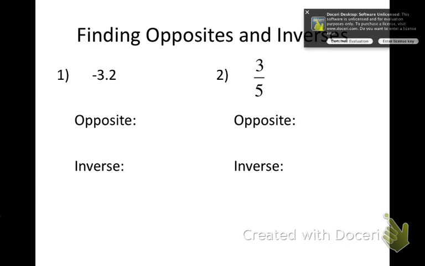Number 1 here, I have negative 3.2, negative 3 and 2/10. What would the opposite of that be, Colin? So if it's negative 3.2, the opposite of that is? Yeah, positive 3.2. Okay, and again, opposite is not where people are going to make the mistake. It's this inverse that people make the mistake. Okay?